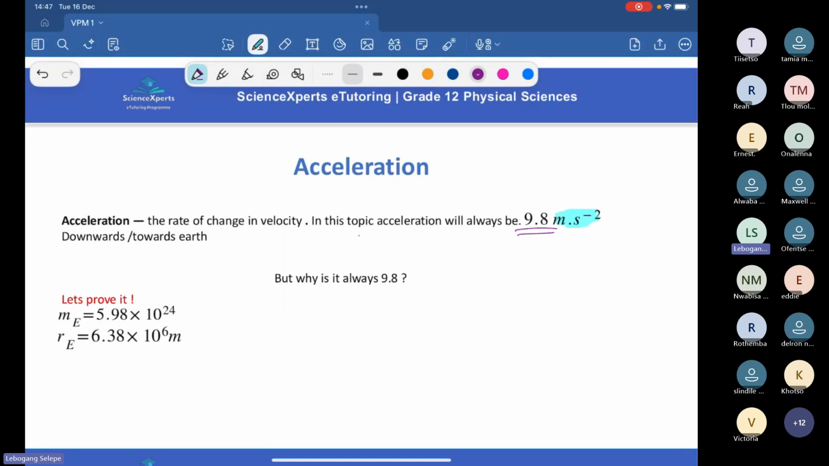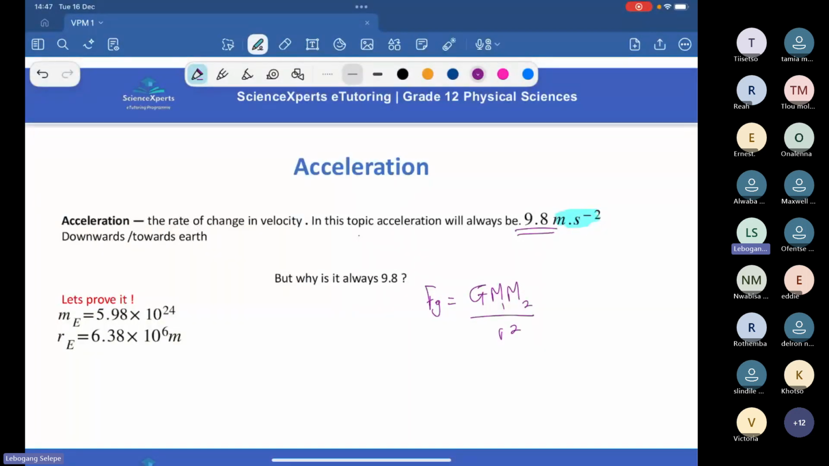Remember in grade 11, you did the law of universal gravitation, where it says that every object attracts every other object with a gravitational force that is directly proportional to the product of the masses, but inversely proportional to the square of the distance between the objects, or between their centers. So the formula says that the force of gravity is equal to G multiplied by the mass of one object multiplied by the mass of another object, m1 m2, over r squared.